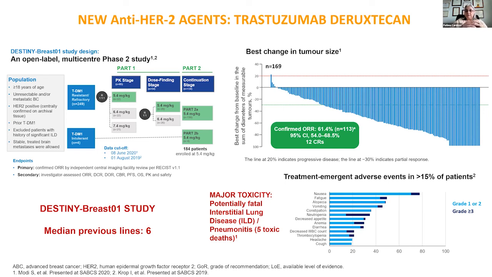So this is a busy slide, but it's just to show you that everybody is very excited about this new agent, this Trastuzumab deruxtecan or T-DXd, because in the first results that we had, this was given to patients that had received a lot of treatments before. The median number of treatments given before was 6. And you can see in the right upper part of the slide that there were a lot of patients that had a response. The tumor shrank with this drug.